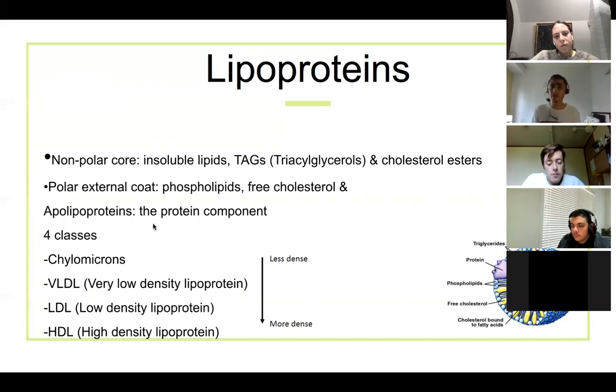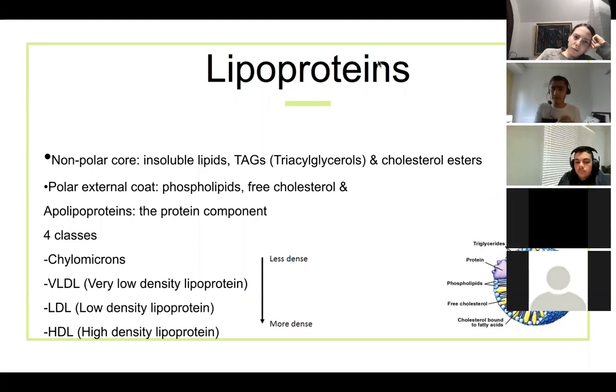Then we coat it with phospholipids, which we know have hydrophilic heads, and other proteins we call apolipoproteins. They're the protein component, and they help with receptor-mediated processes, endocytosis and exocytosis. There are 4 classes of these lipoproteins. We have the chylomicrons we talked about before, the least dense and the biggest ones. Then we go to smaller ones: the VLDLs, very low density lipoproteins, and then high density lipoproteins. We'll find out later that high density lipoproteins are our friends.